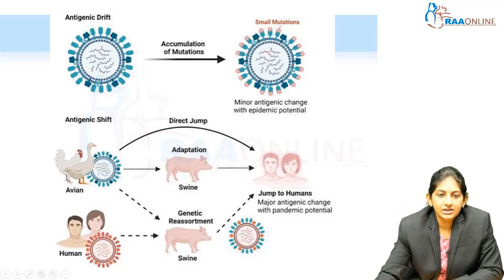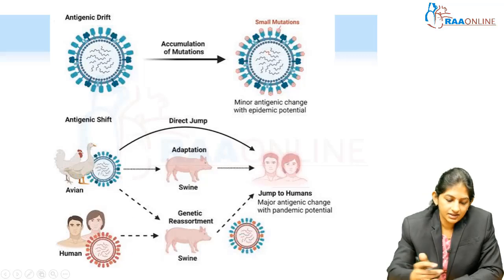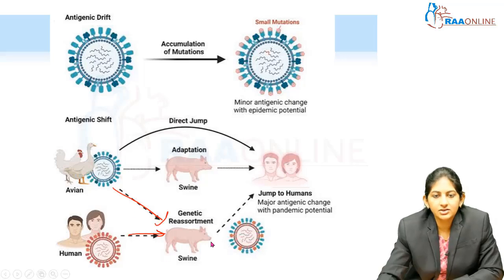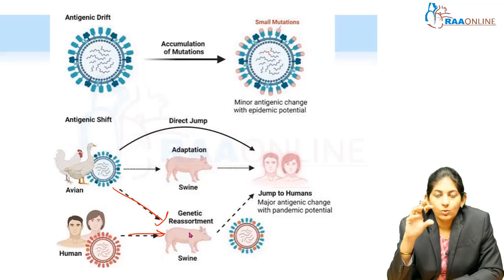Antigenic shift means, see here there is one virus, that is an avian virus, and here there is a human virus. Both these viruses are affecting this host. Here swine is the host, for example. So this host has two viruses at the same time. What happens when there are two viruses at the same time? Genetic reassortment occurs in that new host. And what happens? A new virus will come. So a major change will happen because of the genetic reassortment. This major antigenic change is called an antigenic shift.